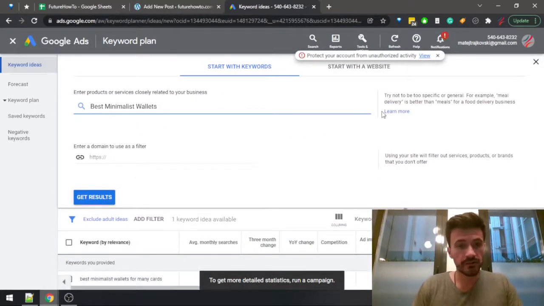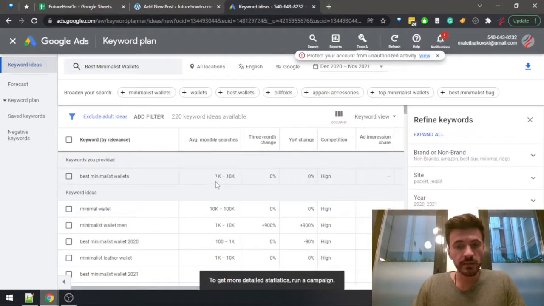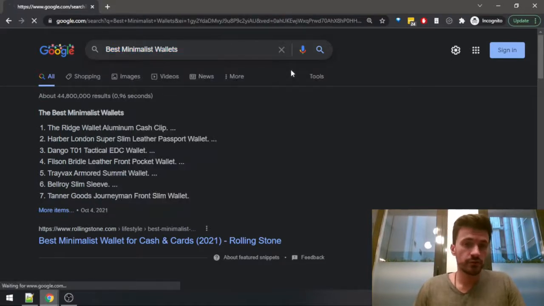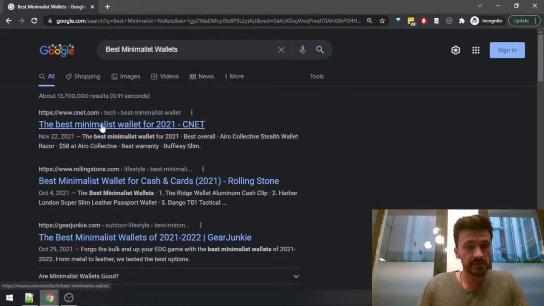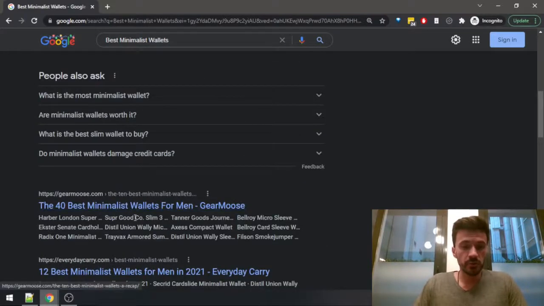But if we're going to write, for example, the biggest list article possible, which is best minimalist wallets, we see a pretty decent search volume. But if we search for this keyword as well, we're probably going to see a lot of the same competitors, and this is going to be really difficult for us to outrank, especially with a new blog.